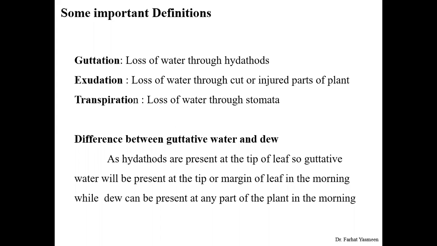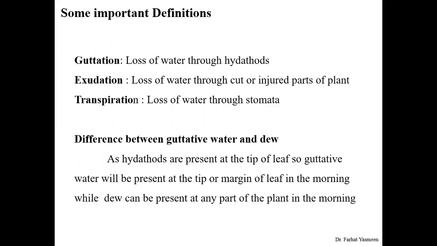Then another terminology in water relations you will hear is guttation. What is guttation? Guttation is basically the loss of water through hydathodes. As I told you in the previous slide, hydathodes are the openings present on the margins or edges of the plant, and they remain open 24 hours. So guttation is that loss of water which occurs through those openings, the hydathodes.